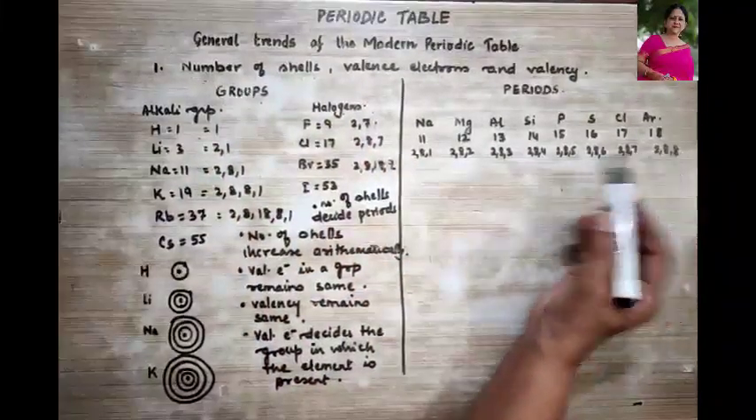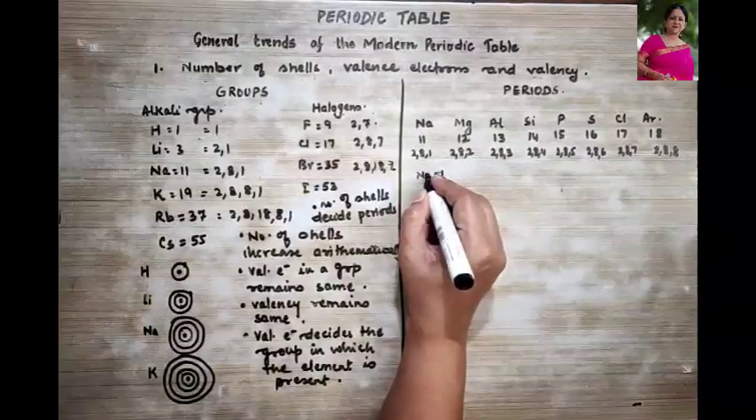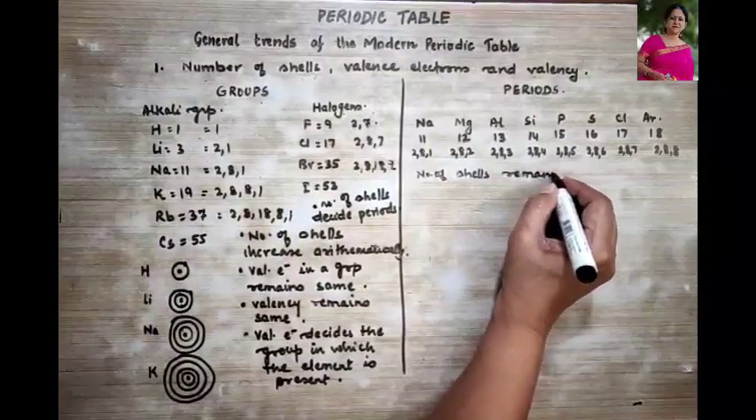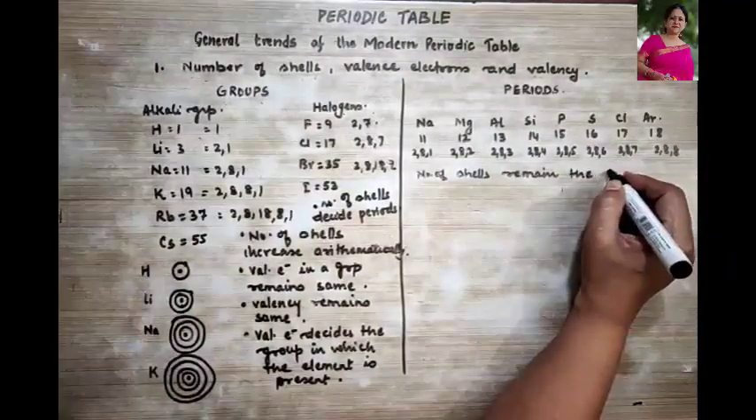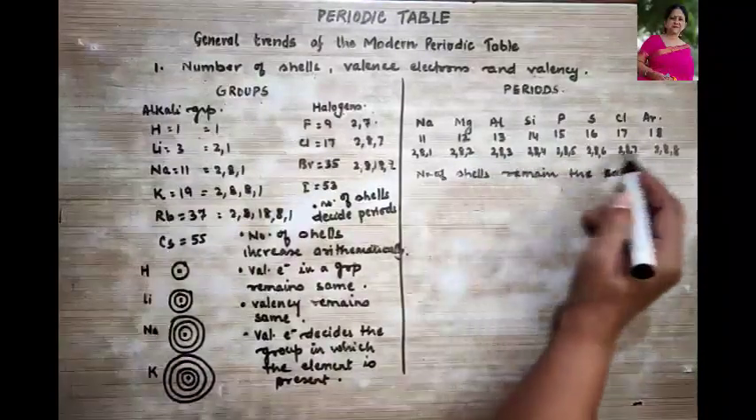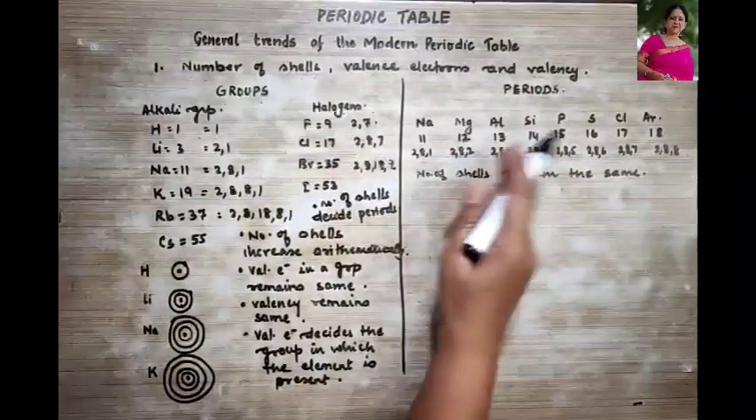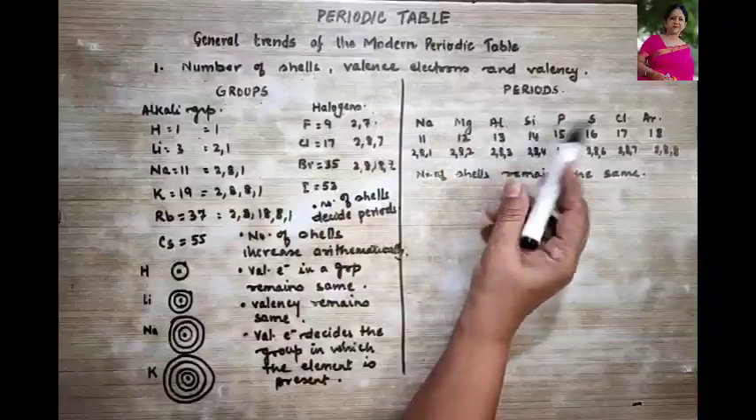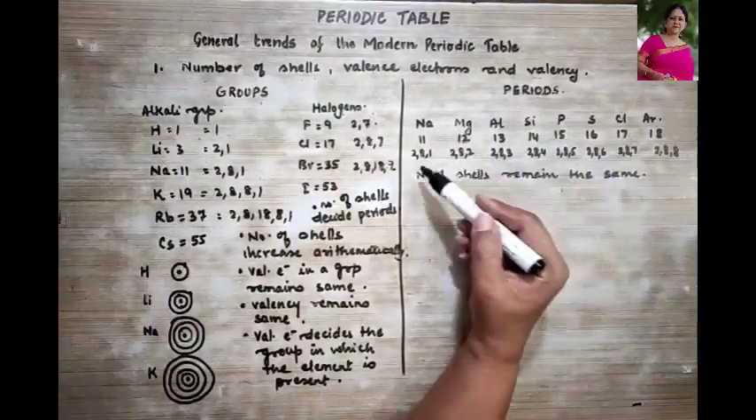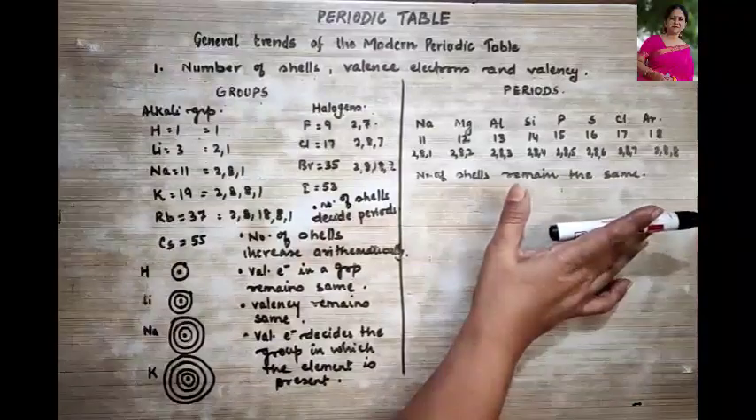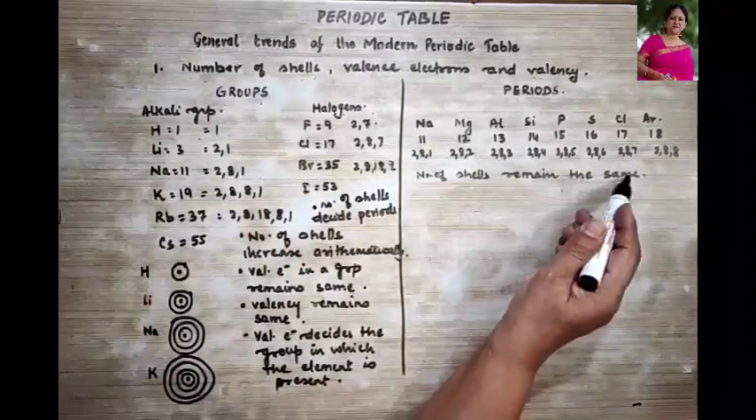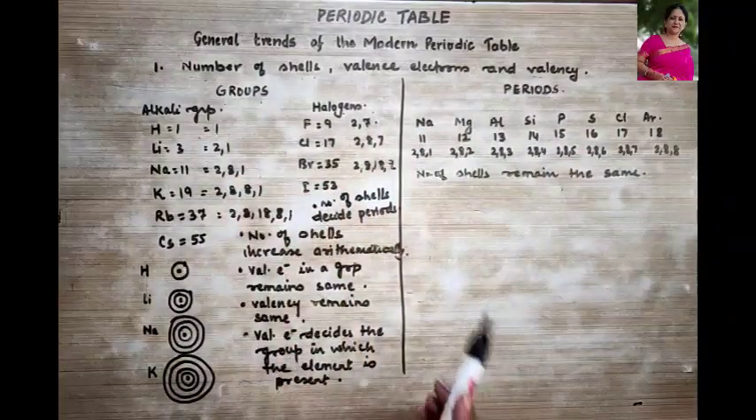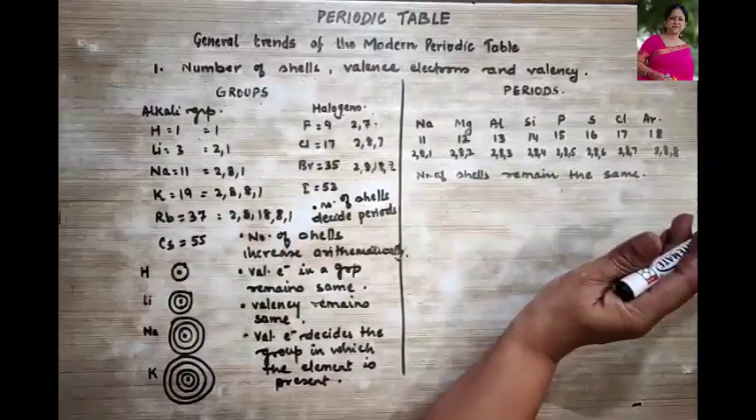So first, number of shells. Look at the number of shells. Number of shells remain the same, isn't it? They all have 3 shells. That means which period am I talking about? Because shells, they decide the period. So which period have I picked up all these elements from? From period 3, because they all have 3 shells. Is that very clear to you? So number of shells, they remain the same where? In a period. In the group, they increase arithmetically, whereas in the period, they remain the same.